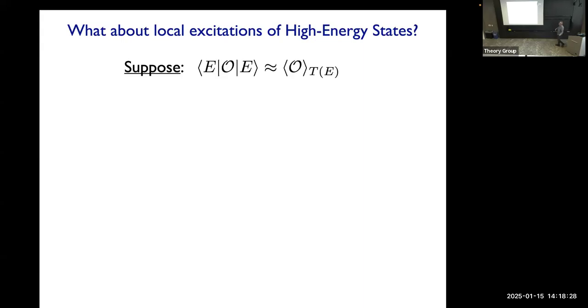And there's been a lot of progress recently. So first of all, instead of measuring operators in the ground state, you can measure them in an excited state. What sort of operators should you measure? Well, you measure these local operators, and if the state is thermal, then you might expect that every single operator is given by its thermal expectation value.